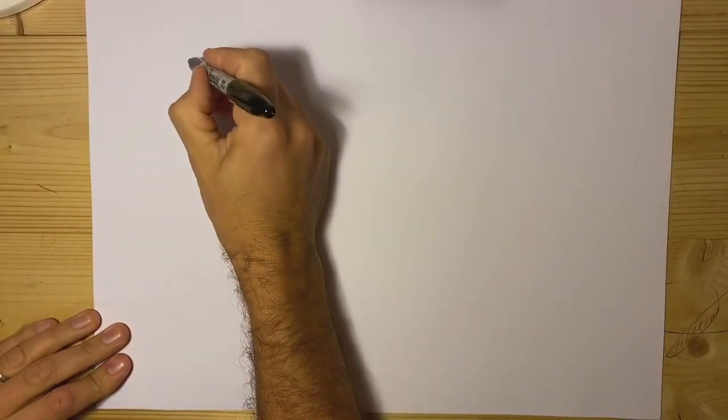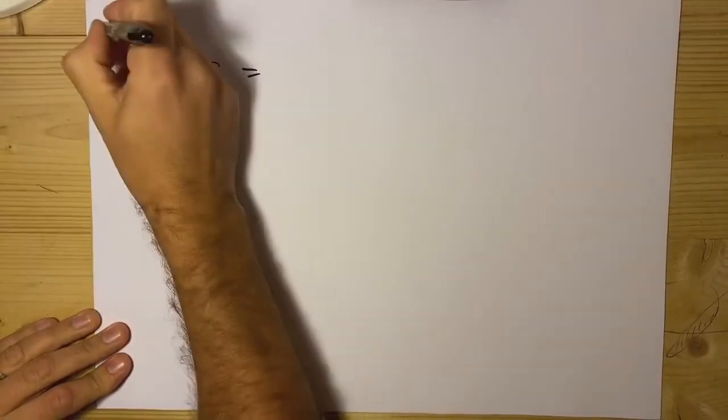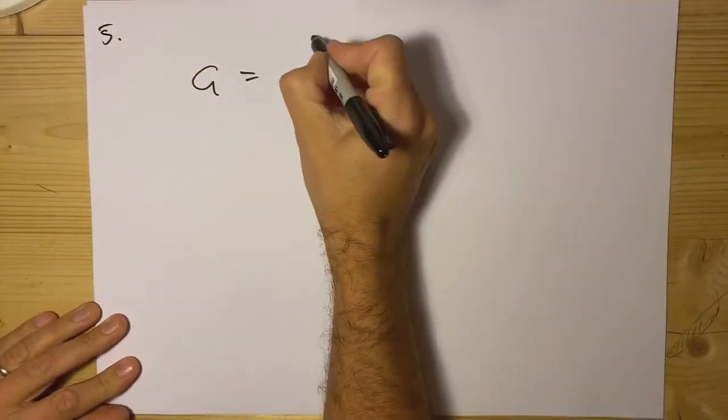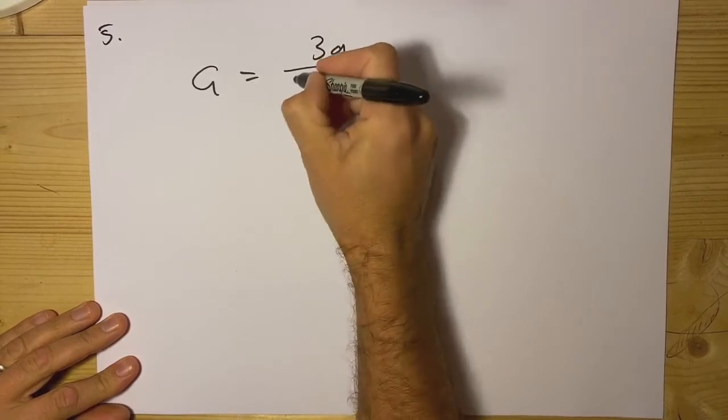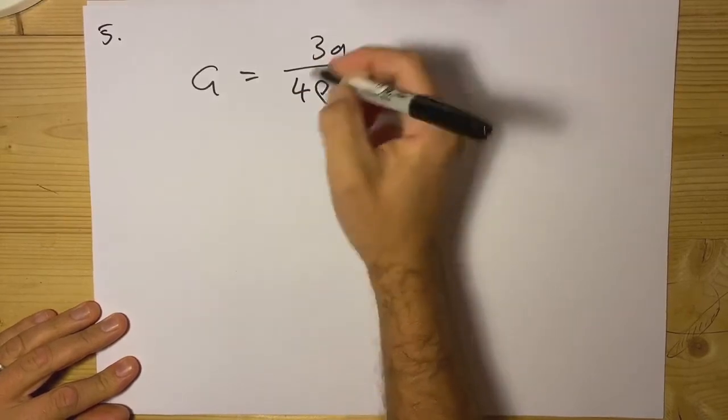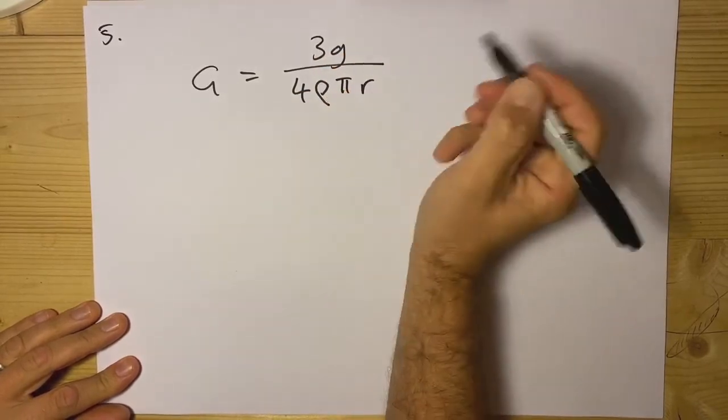Okay, finally, I want to have a look at question 5 because this one covers a lot of the concepts that we see in question 4, and this is kind of the extra one I give you. So here I give you an equation for this constant. Let's not worry too much about what it is. So this is big G equals 3g little g over 4 rho curly p pi r.